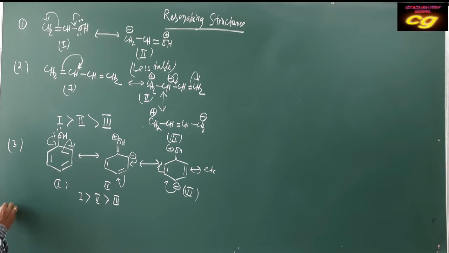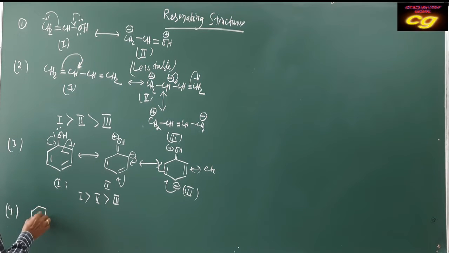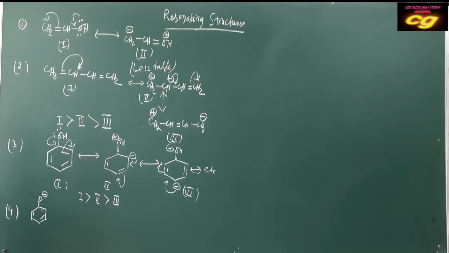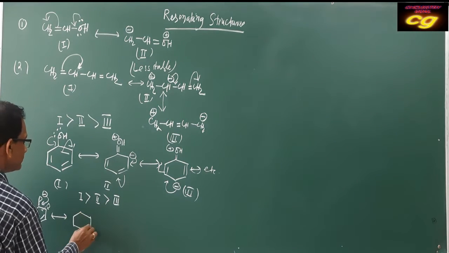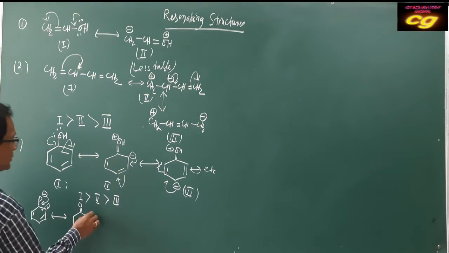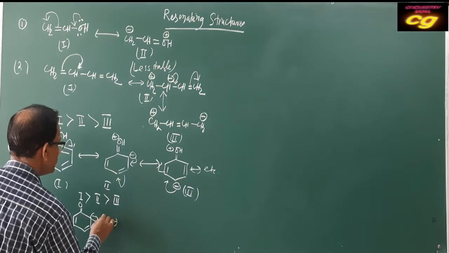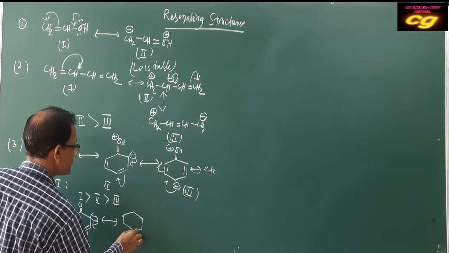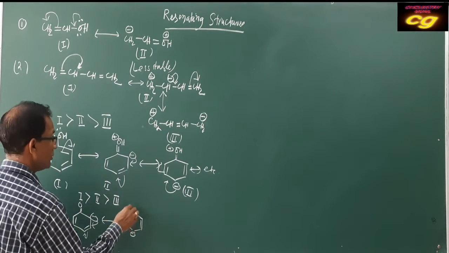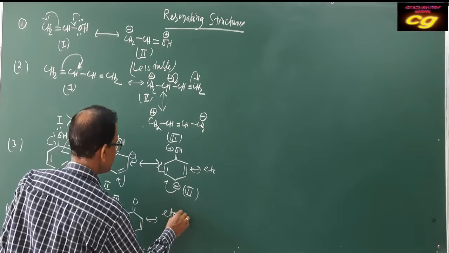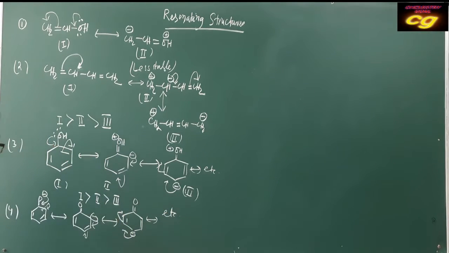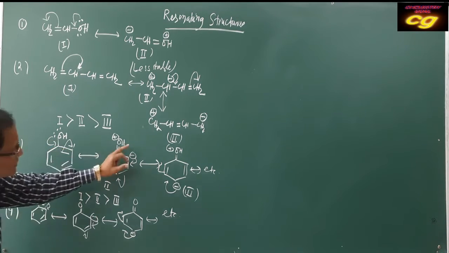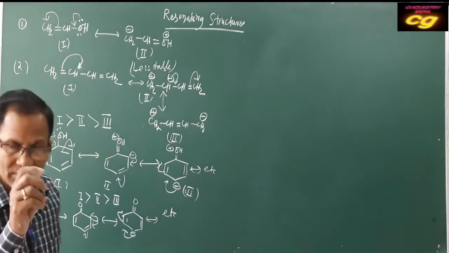So this is regarding the stability. Then the fourth one you can also do, the phenoxide ion structure. This is the phenoxide ion structure. You can do it in this way, first structure: double bond O, then minus like this. Again, you do it. Now it is a minus charge, then double bond O. Then you also do another structure like this. So here you see, if you compare the phenol structure and the phenoxide ion structure, phenol has charge separation. Due to resonance, charge separation takes place. That's why stability decreases.